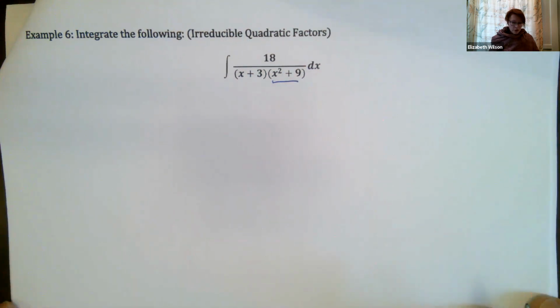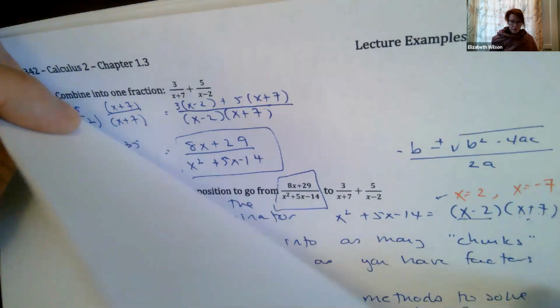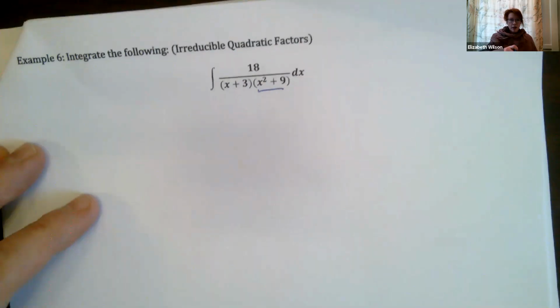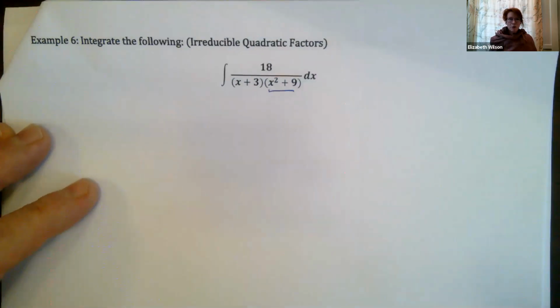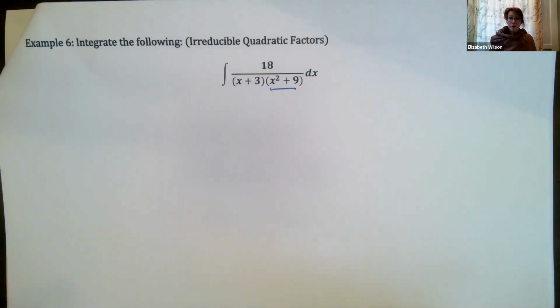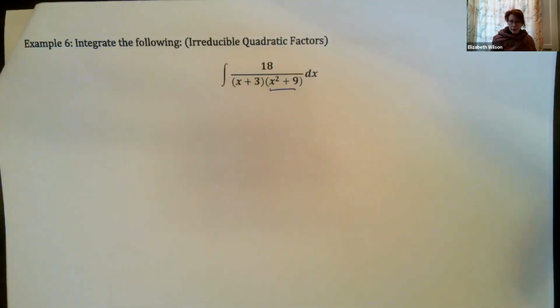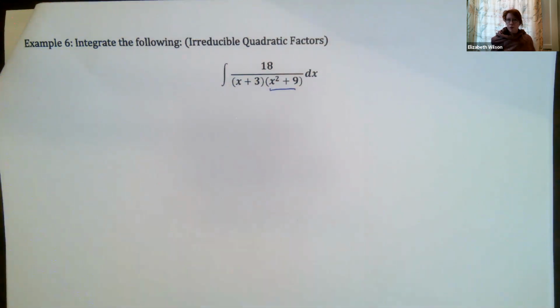Okay, so this is our lecture examples for chapter 1.3. This is partial fractions decomposition, and then after doing partial fraction decomposition, we're going to integrate, right? So the whole point is I've got this rational function that I need to integrate, but I can't integrate it in the form that it's in. So partial fractions is a tool for me to use when I'm dealing with rational functions and I need to integrate them, okay? So it's a whole process for how we need to set this up.